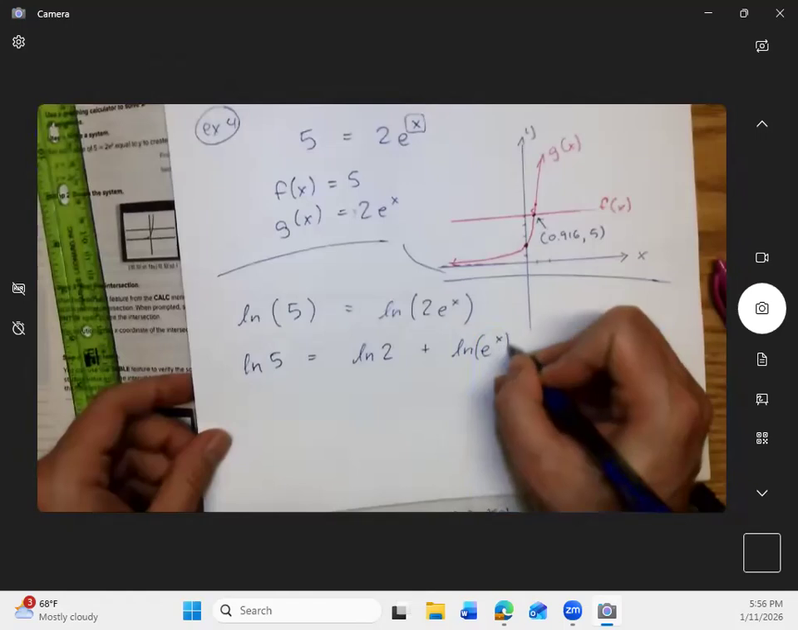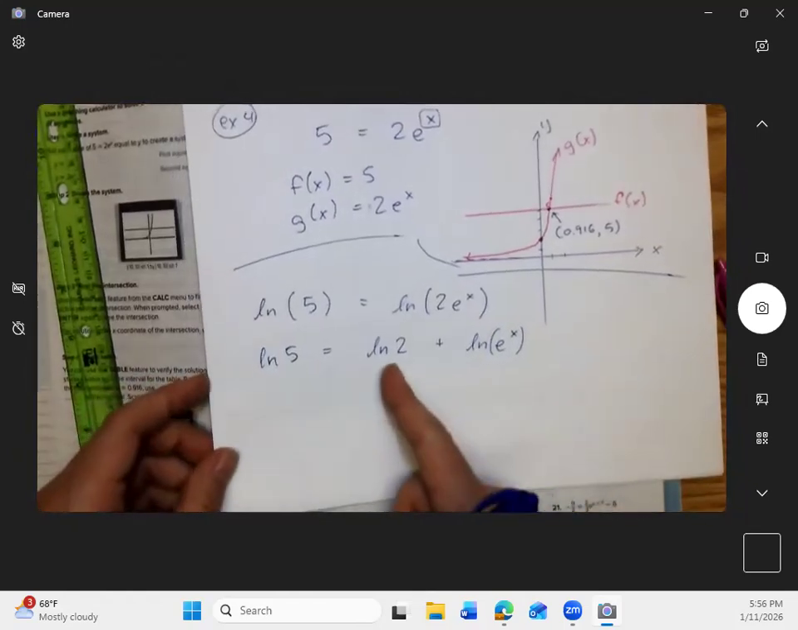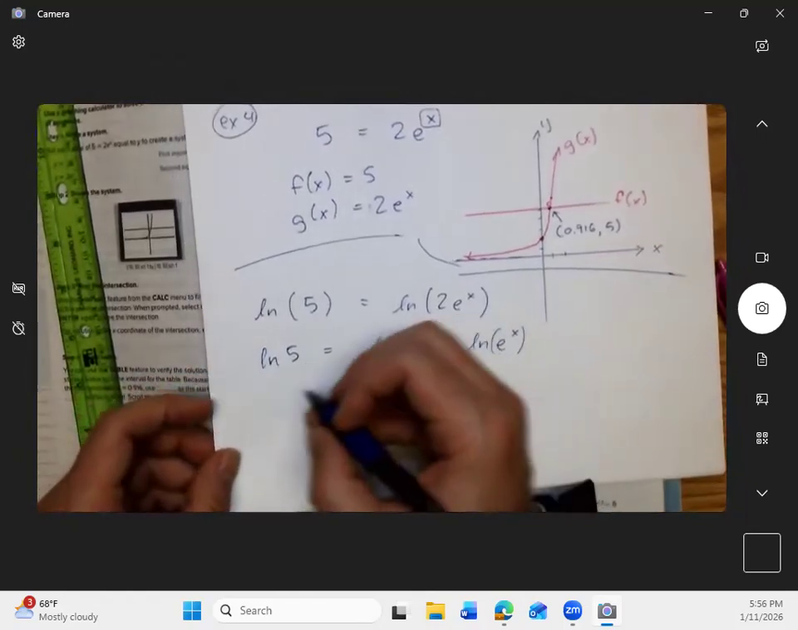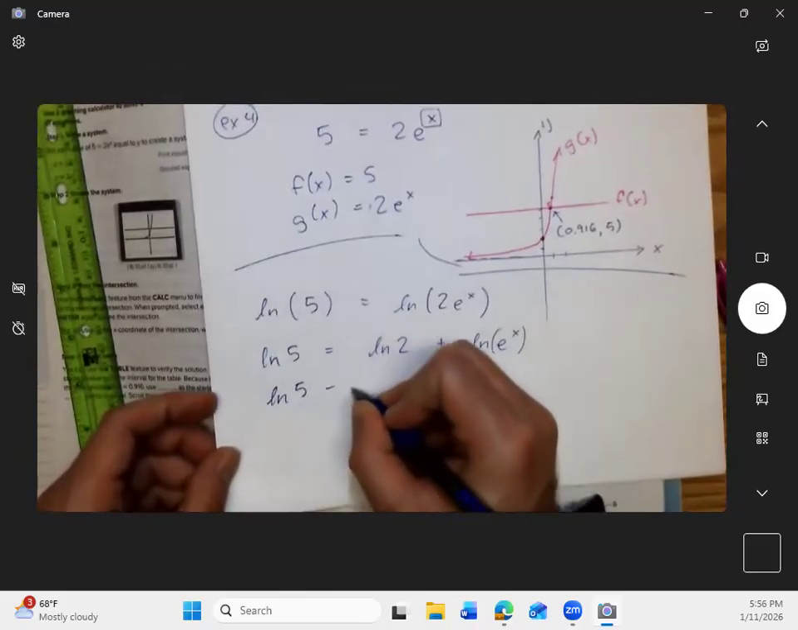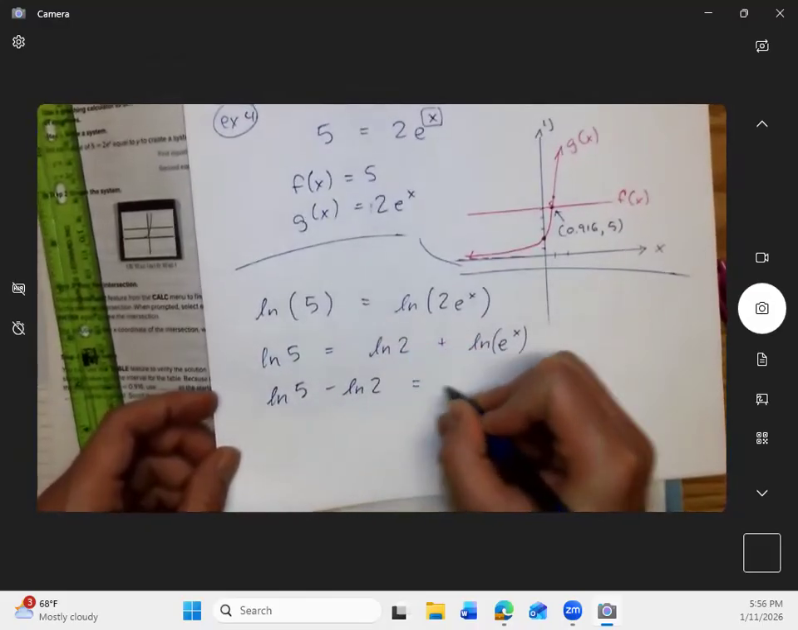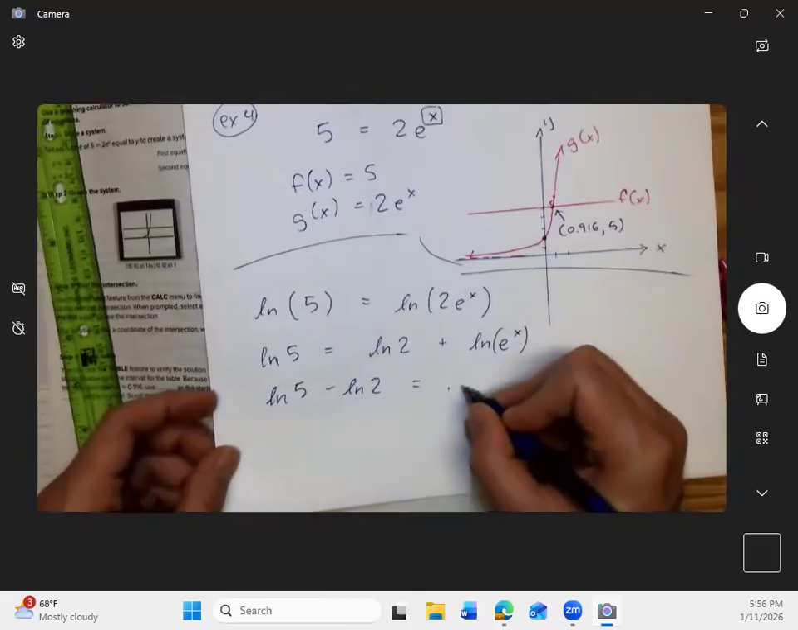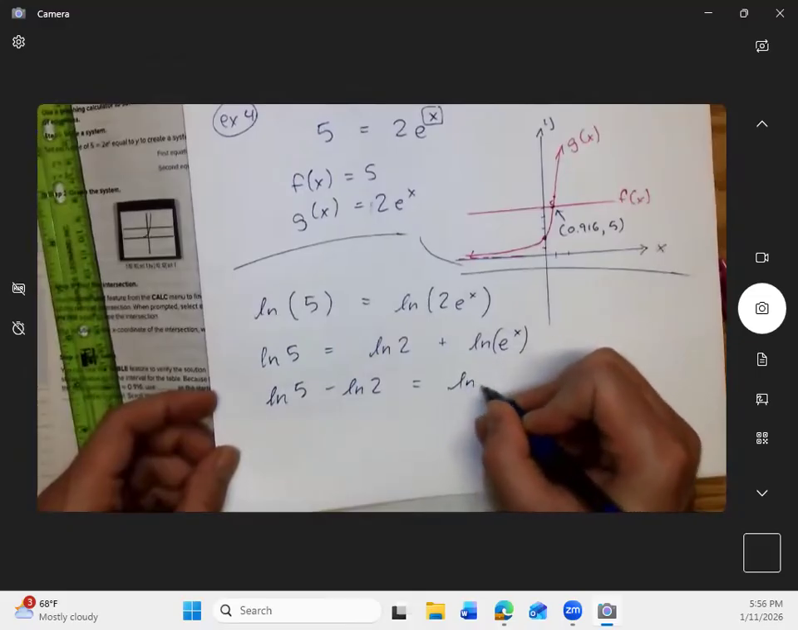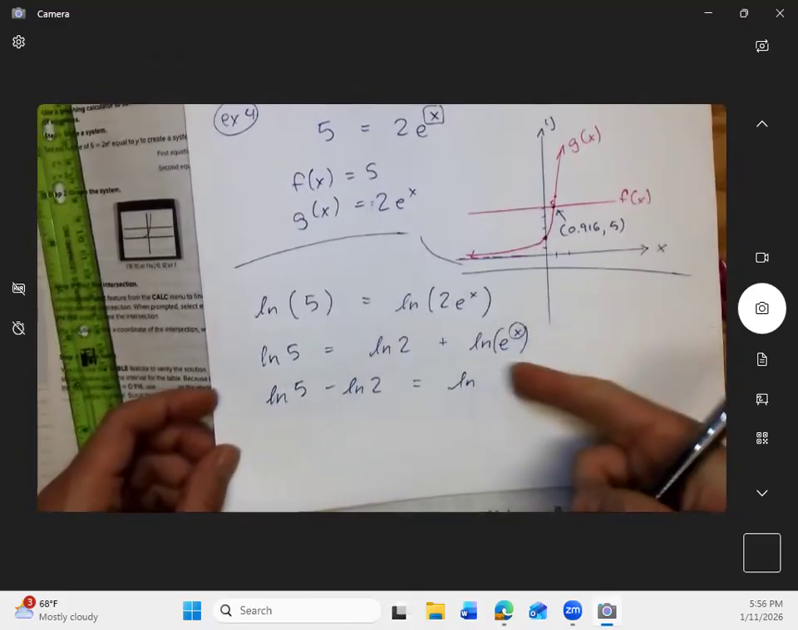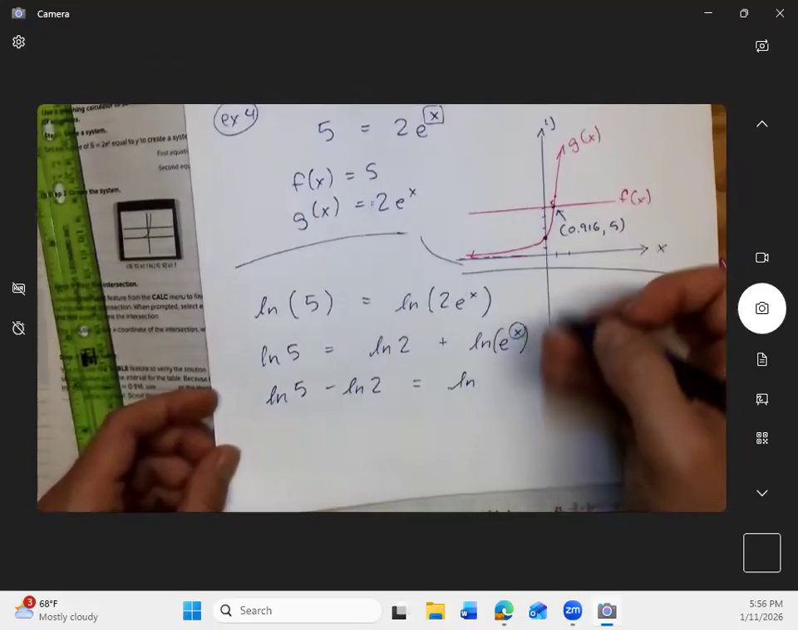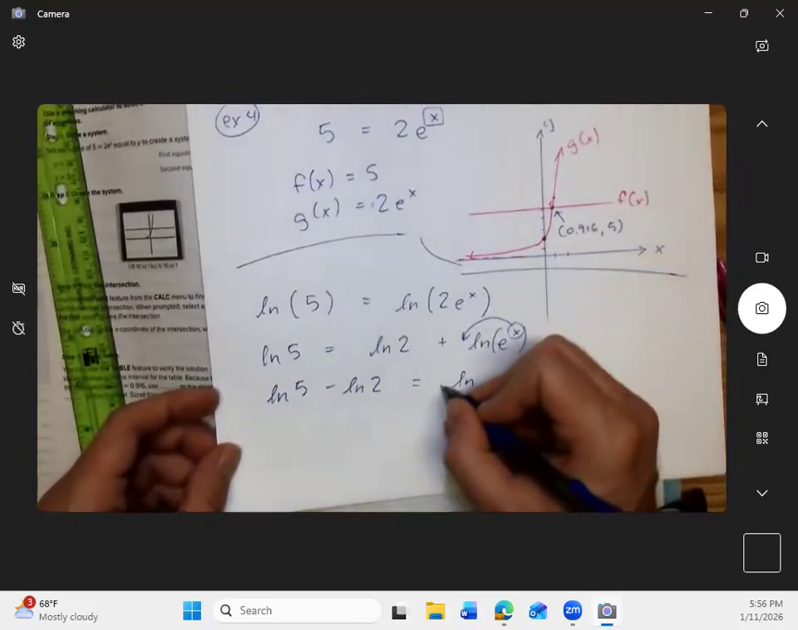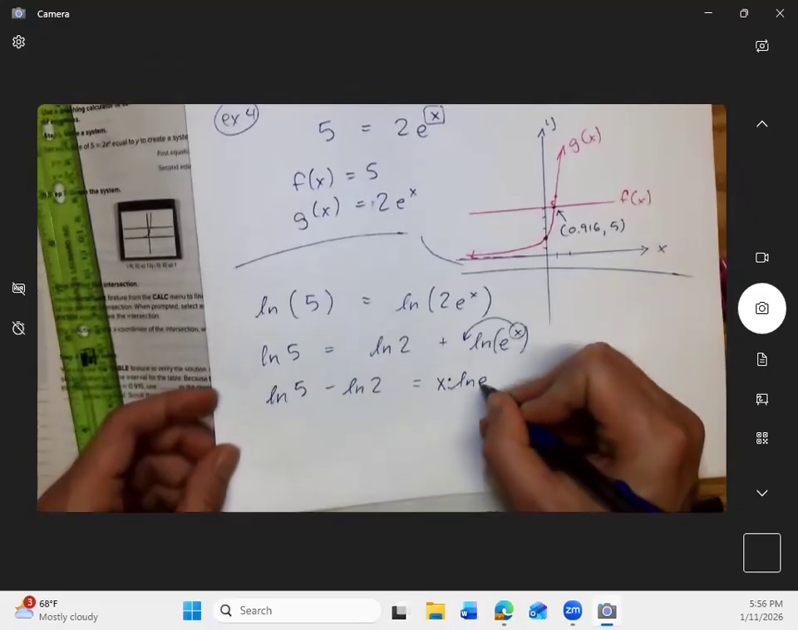Right? So it'd be like that and that. Okay, so let's see, I could subtract over this ln 2, so ln 5 minus ln 2. Right? And then have ln e^x dx. Another rule with logarithms: if you have a log of a base to a power, you're allowed to take that power out in front. So this actually becomes x times natural log of e.